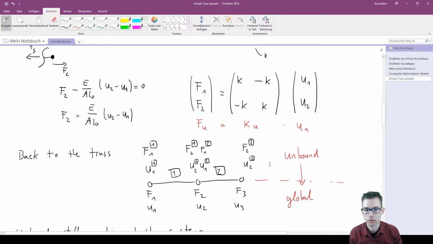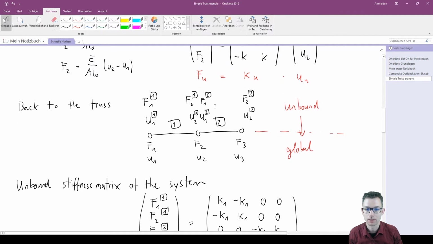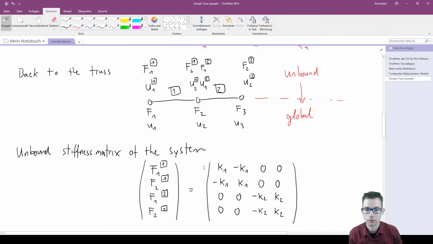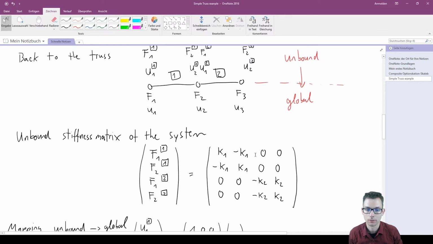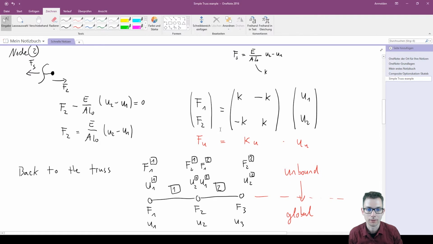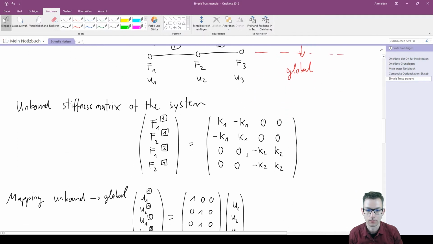And back to the truss, we can differentiate between this unbound structure and the global structure. So the unbound structure would have two forces and two displacements for each beam, or each truss in this case. And on the other side, the global forces and the global displacements are just free, because we just have free global nodes. Setting up the stiffness matrix for the unbound structure is easy. It's just the two elements, and with this equation we can get to this.